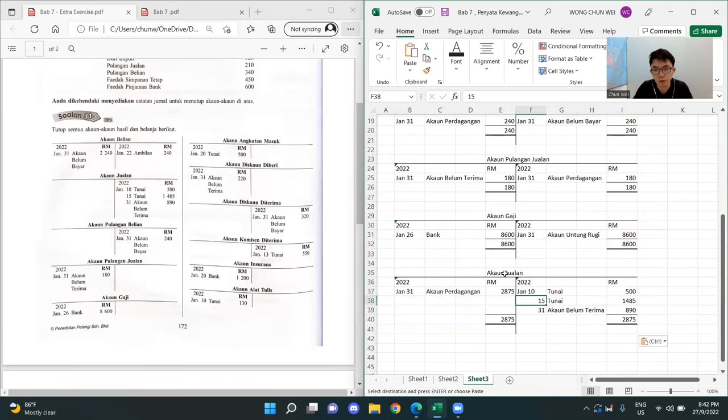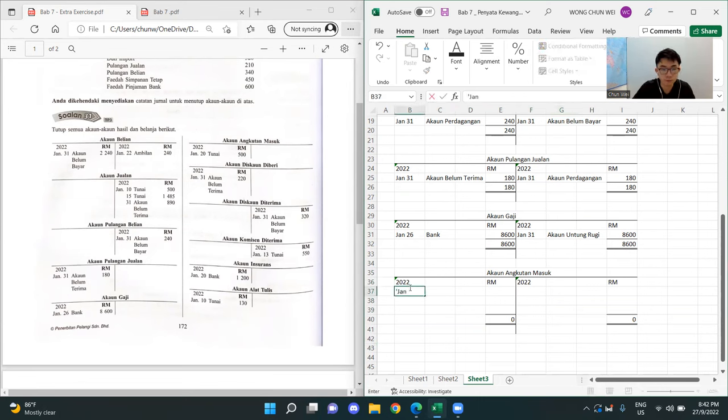Okay, after that will be angkutan masuk. So you have to think where to put this account angkutan masuk. All right, so first copy January 20th, 9, 500 ringgit. Okay, can you see? So here will be 500.